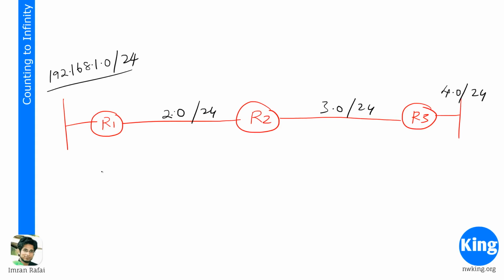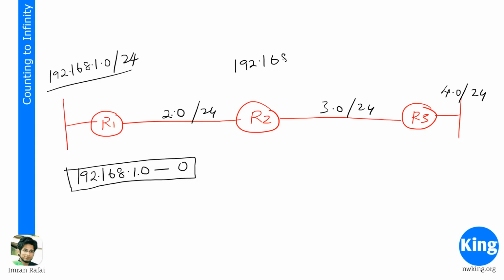In R1, the routing table should have 192.168.1.0 with a hop count of 0. This is how the routing table at R1 would look. In R2, the same route would be 192.168.1.0 with a hop count of 1. So from what we learned in our last video, the hop count keeps increasing. When R2 sends an update to R1, R1 will add.